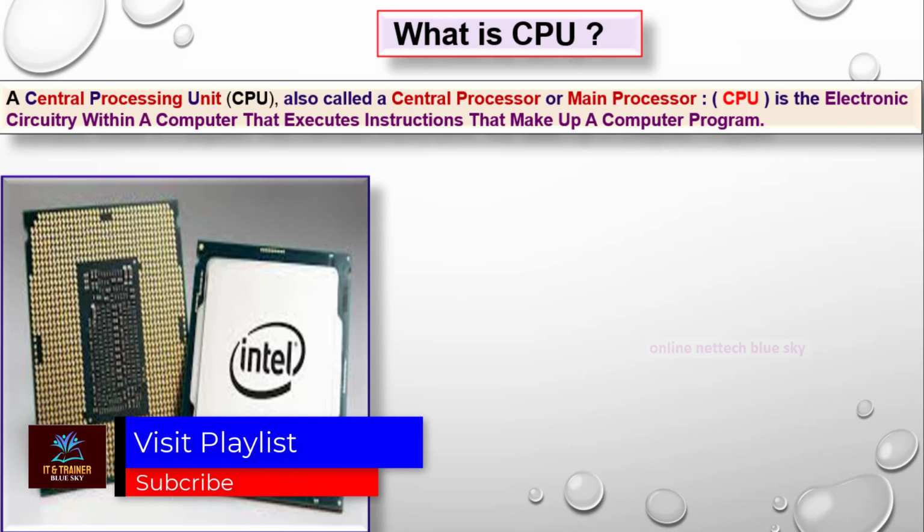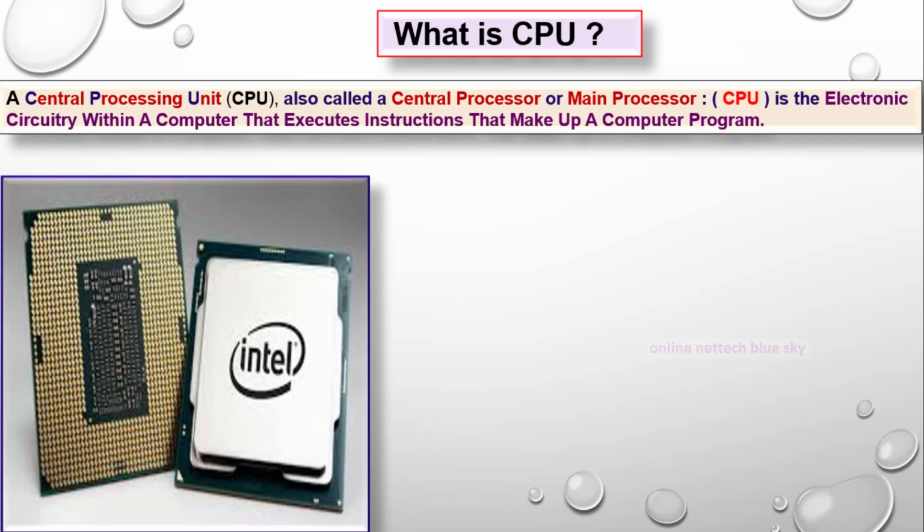The CPU is the electrical circuitry within a computer that executes the instructions that make up a computer program. So this is electrical circuitry, and it executes instructions. How instructions work in system startup, I will discuss in one video after another.